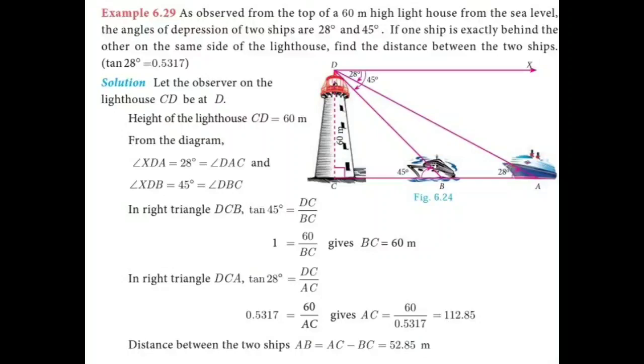Example 6.29. As observed from the top of a 60 meter high lighthouse from the sea level, the angles of depression of two ships are 28 degree and 45 degree. If one ship is exactly behind the other on the same side of the lighthouse, find the distance between the two ships. Tan 28 degree is equal to 0.5317.